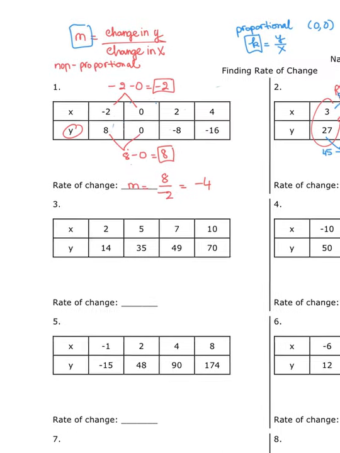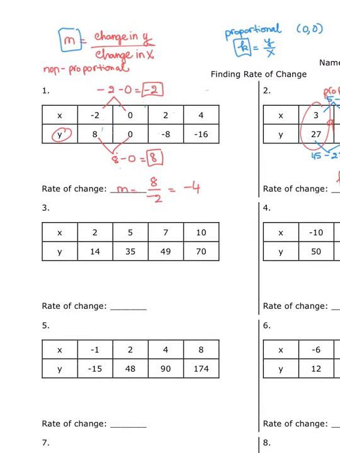Number 3. We can check if this is proportional. 14 divided by 2 is 7. 35 divided by 5 is 7. 49 divided by 7 is 7. So rate of change will be y over x, because they are the same. But if they are different, you have to use the m, change in y over change in x. So 14 over 2 is 7. Okay, again, you can do the other way. Still gives you the correct answer.